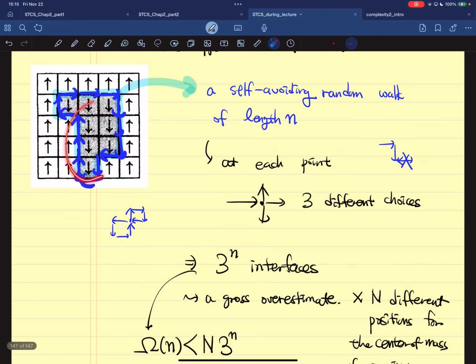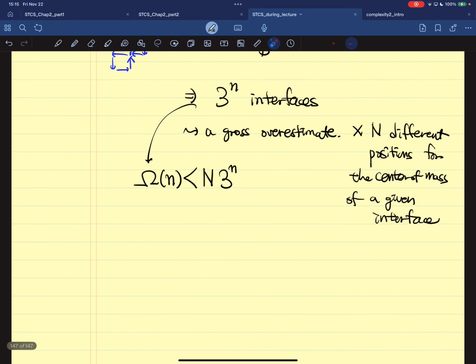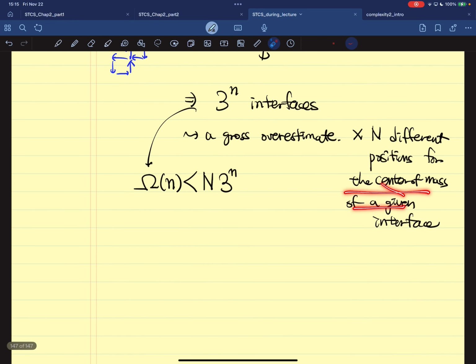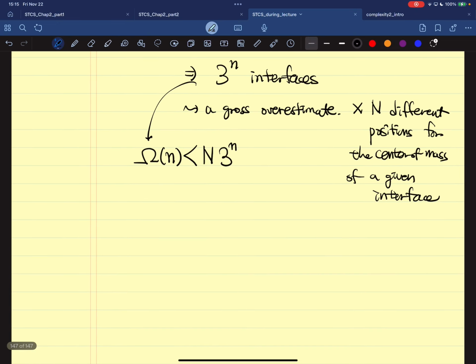Because this one can be here or here or here. So you have to consider all the possibilities of the different location of the center of mass. So the real upper bound for this domain is given by n times 3 to the power of n. And there are lots of other such approximations.